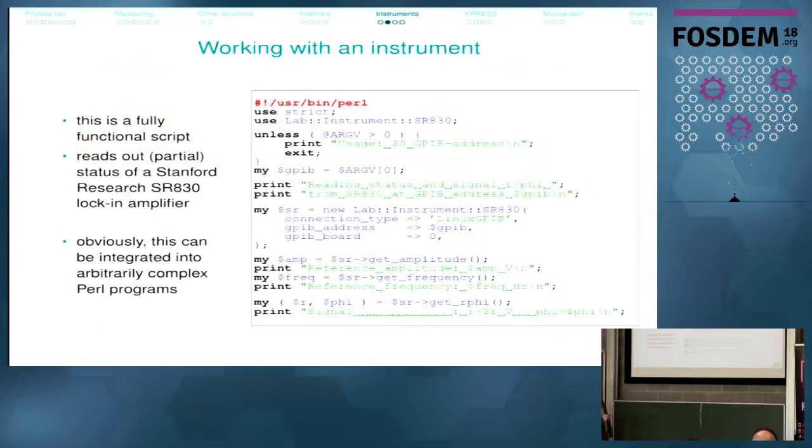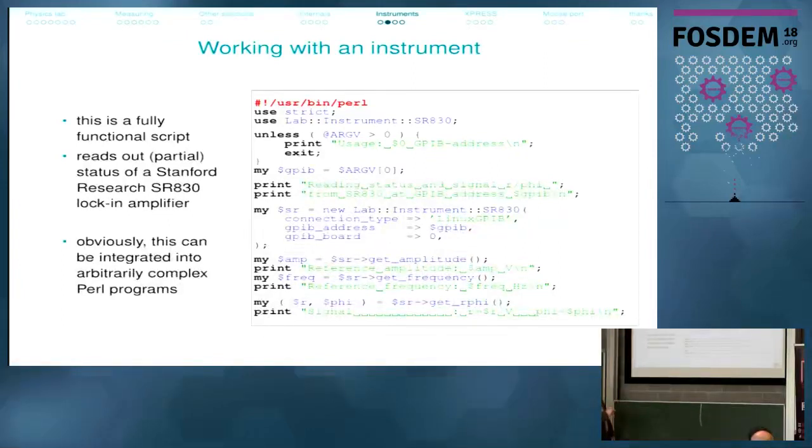How does working with an instrument look like? Well, this is actually a full and fully functional script. We're calling here in the instrument module. We need an address on the GPIB bus in this case, where this instrument is located. So we get that from the command line.